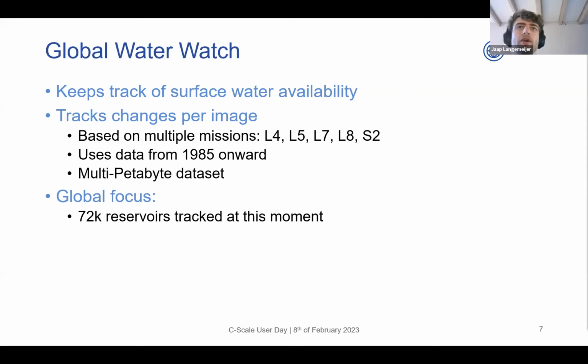So we keep track of surface water availability, and we track changes per image. So I think it's even computationally more expensive than the previous algorithm, which just takes averages over a year and then does a lot of calculations on it. But it also uses data from 1985, so also quite a long history, and also the same number of missions with the same multi-petabyte dataset challenges. And of course, these 72K reservoirs that we are tracking can be anywhere on the planet. So this is also a global product.